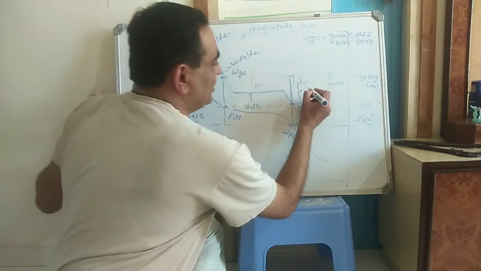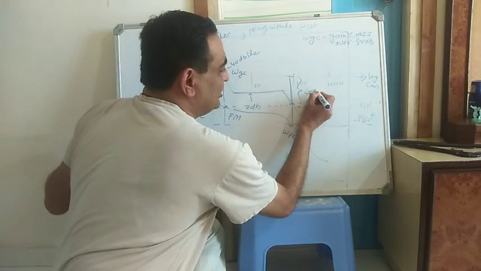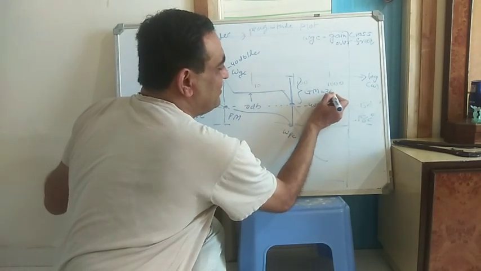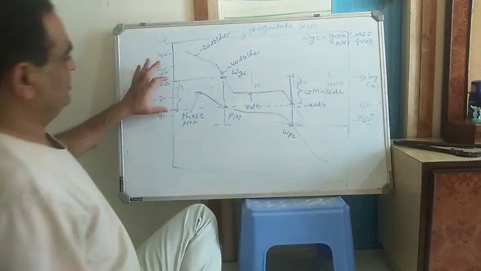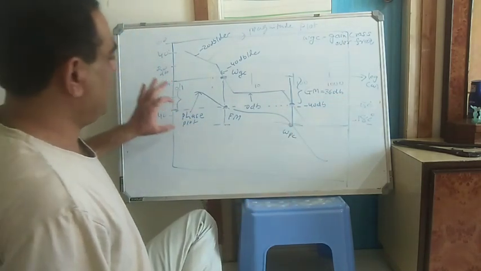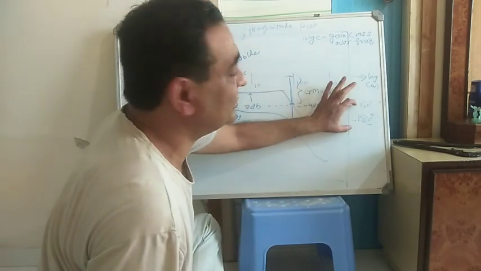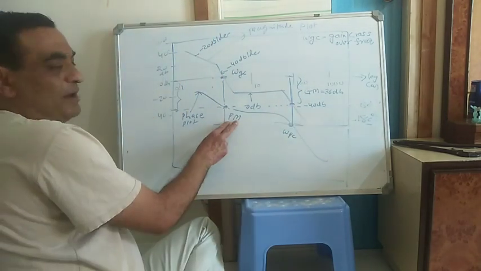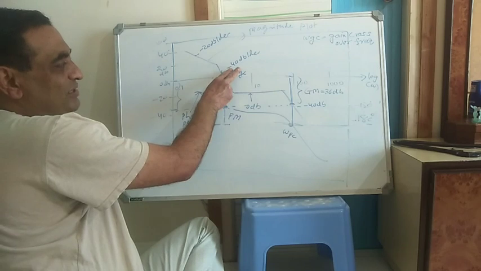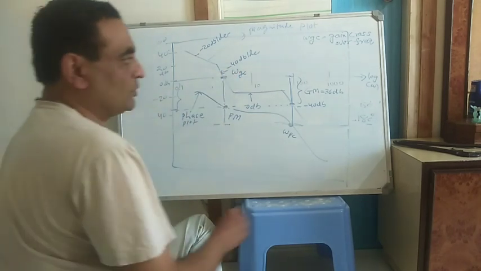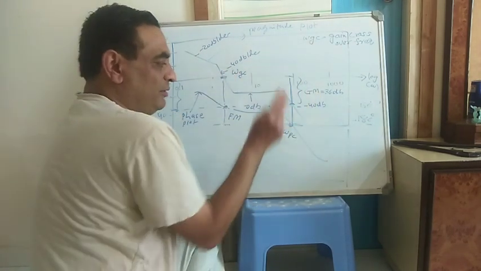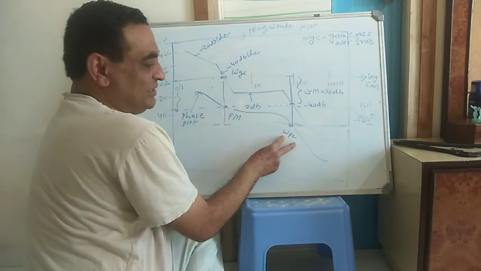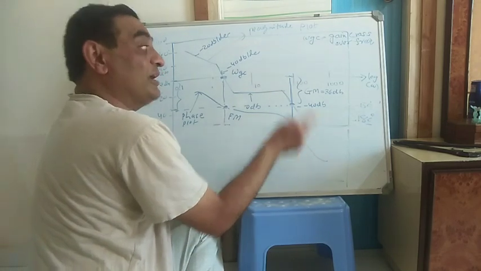So this is gain margin, that is GM. So it is 36 dB. And the phase margin is 30 degrees. To get the phase margin, project omega GC on the phase plot. To get the gain margin, project omega PC, that is the phase crossover frequency, on the gain plot.